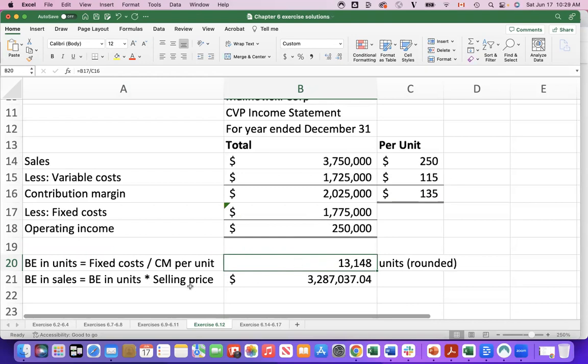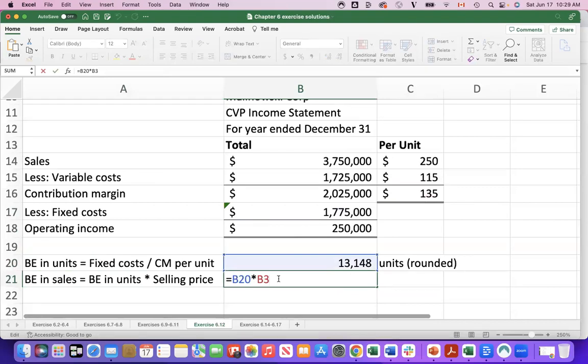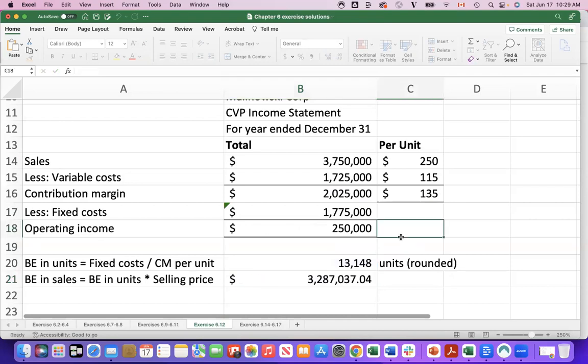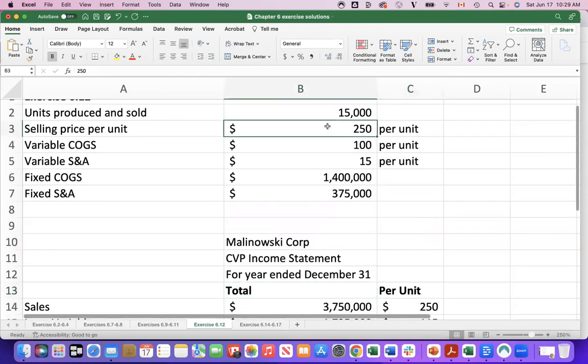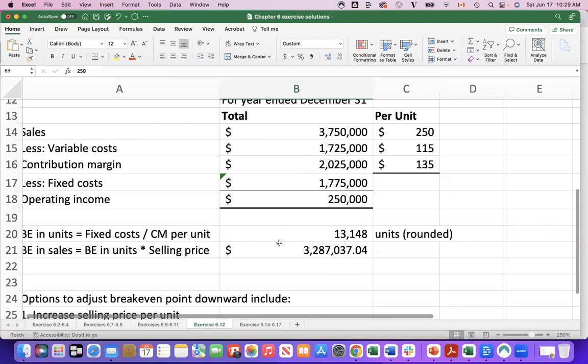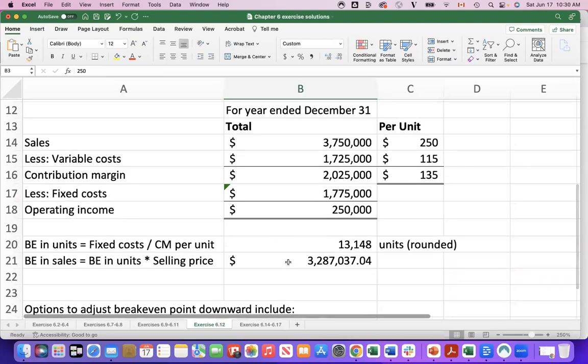How does that translate to break-even point in sales? In this case, we can take our break-even point in units, which was approximately 13,148, and we multiply it by the selling price per unit, which was $250, which again, we have up here. So in order to break even, we would have to generate revenue of about 3.2, almost $3.3 million in revenue.